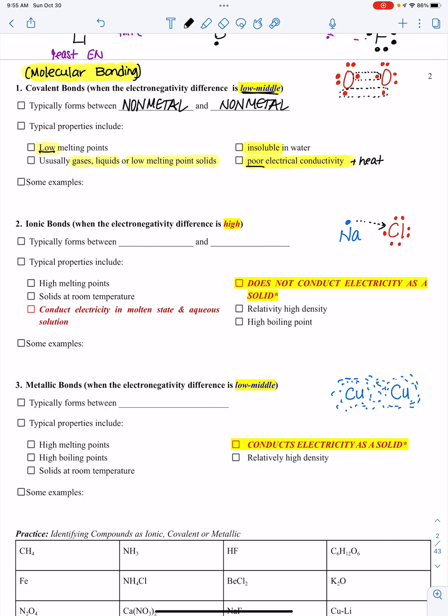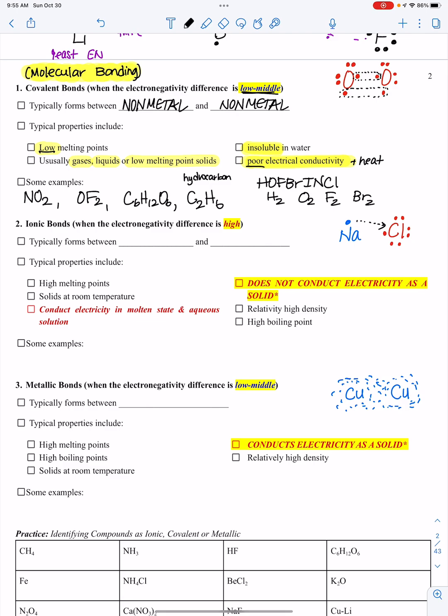So some examples would be two nonmetals, like NO2. We could do OF2. We could say something like a sugar, like C6H12O6. Those are all nonmetals. Even a hydrocarbon, C2H6. Also, HOFBrINCl: if you remember our diatomic elements, they are diatomic, so H2, O2, F2, Br2, I2, N2, Cl2. Our diatomics are all covalent or molecularly bonded, so those are some good examples.